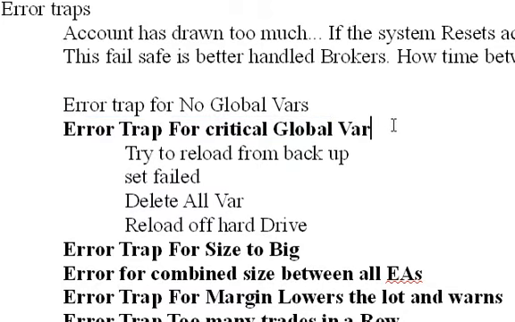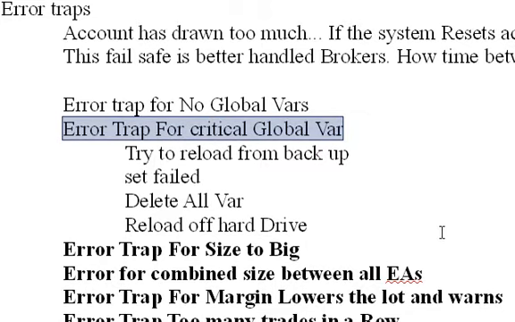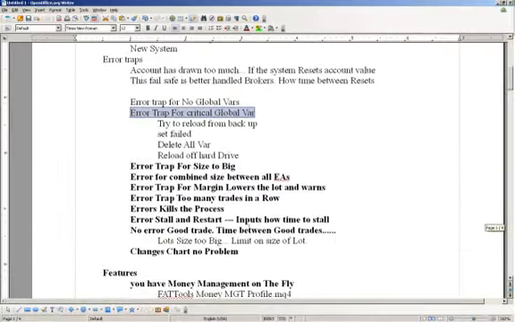Global variables are how we store offline the money management system. There's an error trap for critical global variables. It will try to reload it. Both of these do. It sets a fail variable, and then it says delete all the variables and reload off hard drive. Okay. If we delete all those, it'll reload them off the hard drive.